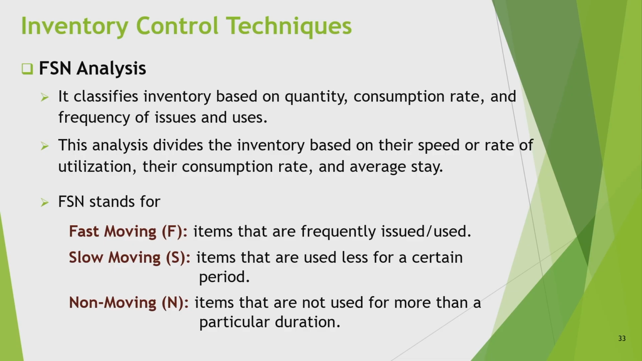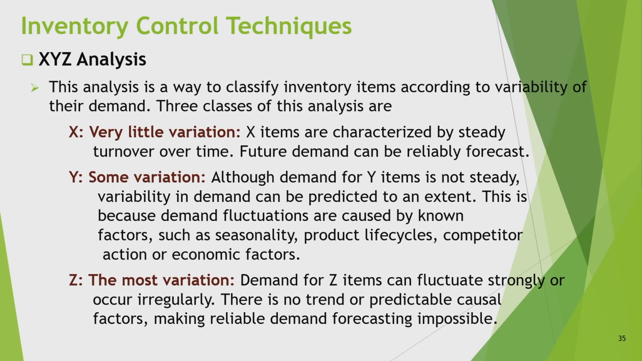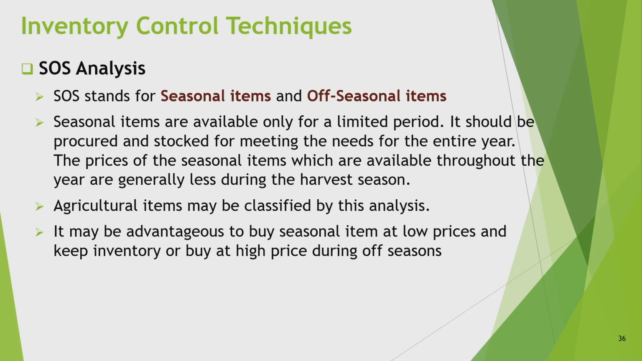Similarly, FSN analysis: F, S and N mean fast moving, that is, items that are frequently issued, slow moving, and non-moving, that are not used for more than a particular duration. GOLF analysis stands for government controlled, open market, local supplies and foreign market items. So you know which item, suppose a foreign market item is there, then you have to be careful because foreign policy may change. XYZ analysis: X means very little variation, Y means some variation, Z means most variation in the demand. So it is based on the demand that you classify. SOS analysis stands for seasonal items and off seasonal items.